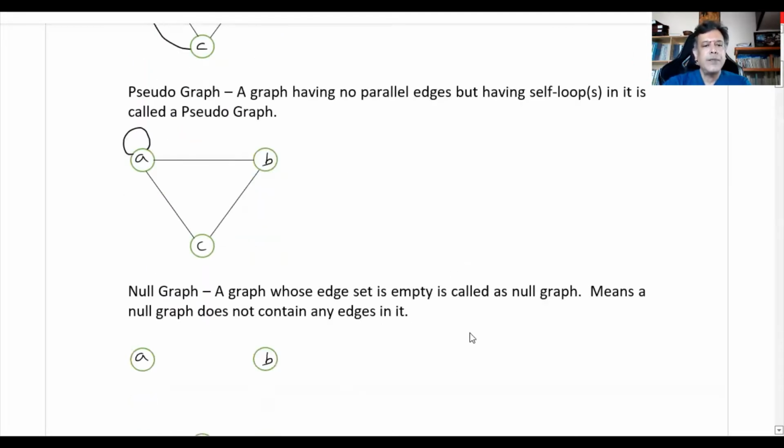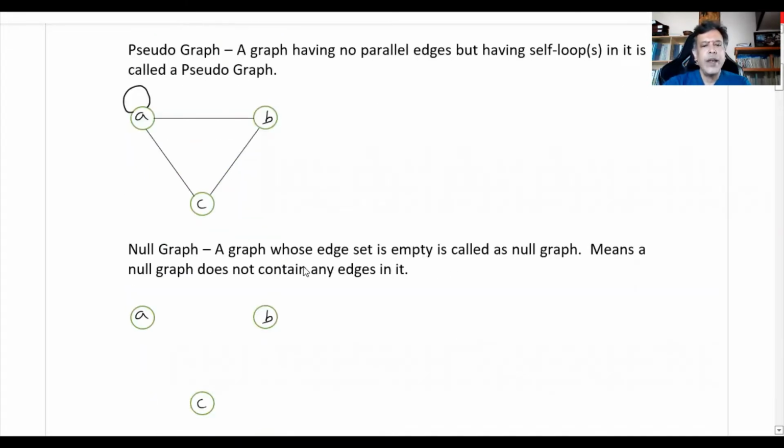Then null graph: a graph whose edge set is empty is called a null graph. There are no edges here, only vertices are there. This we call a null graph. Means a null graph does not contain any edges in it.